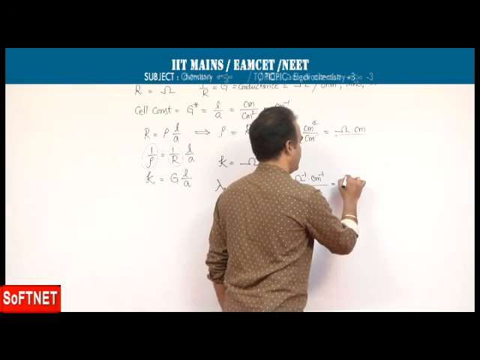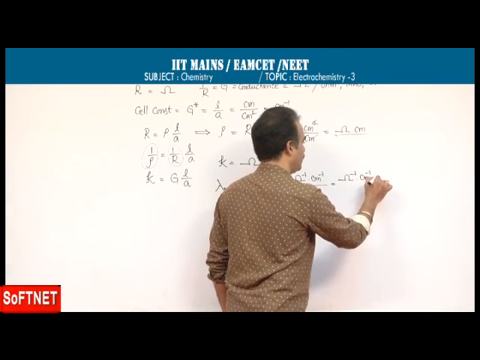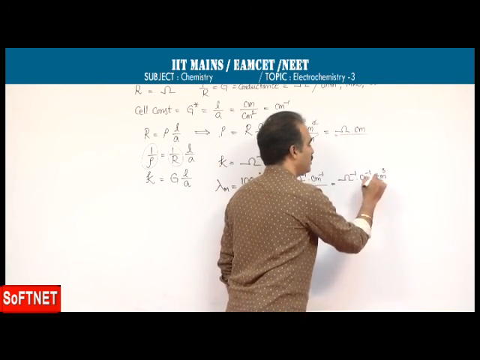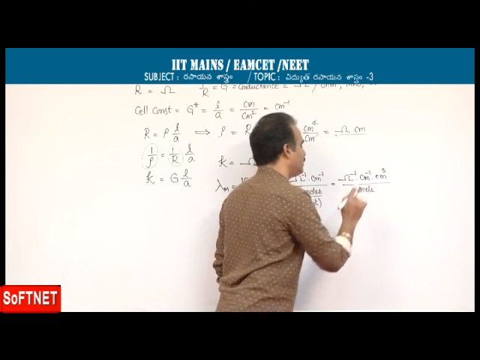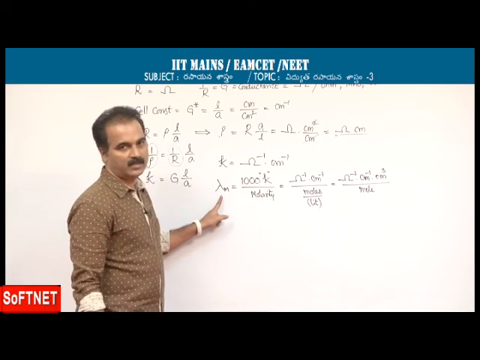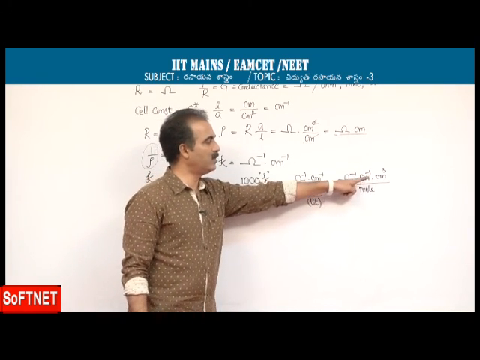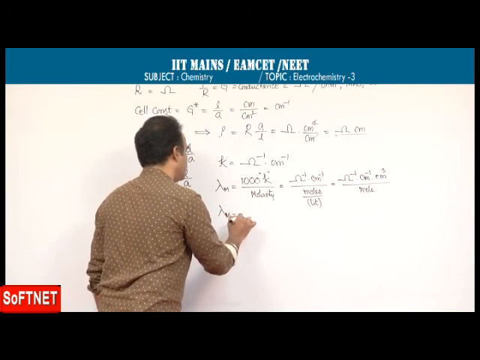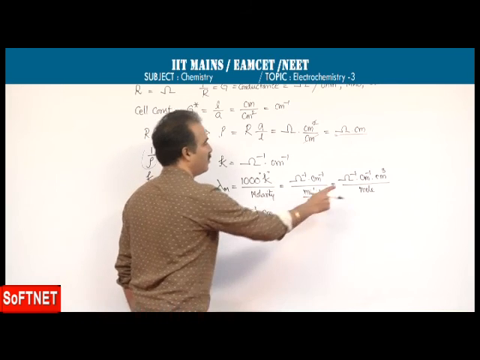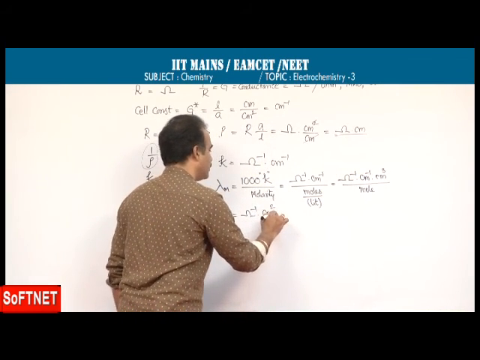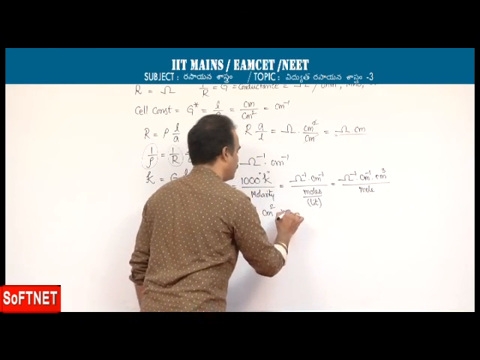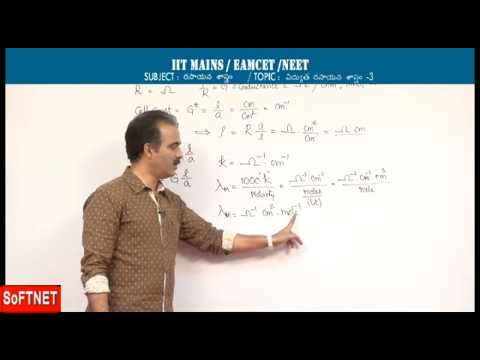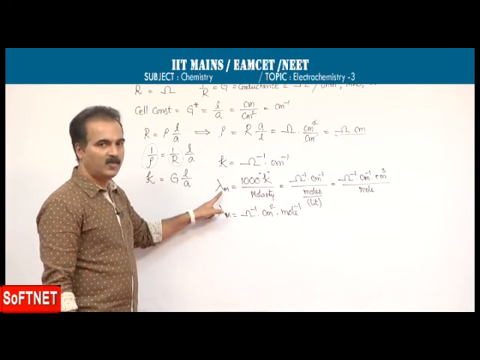So, we can write it as ohm inverse, centimeter inverse, and when this liter comes to the numerator, it is centimeter cube by mole. This is the units of molar conductance. If you simplify that, centimeter power minus 1 and cube is centimeter square, and the mole in the denominator comes to the numerator as mole inverse. So, ohm inverse centimeter square mole inverse is the units of molar conductance.